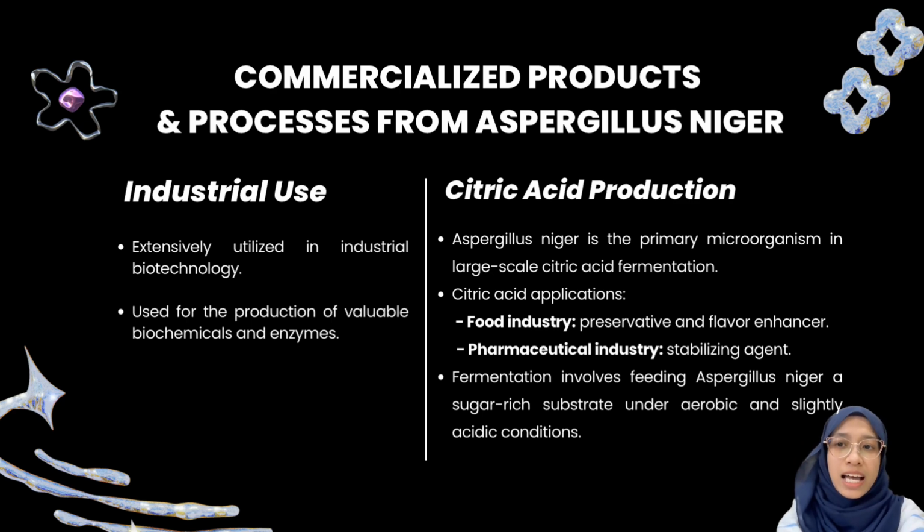Citric acid is widely used in the food industry as a preservative and flavor enhancer, and in the pharmaceutical industry as a stabilizing agent. The fermentation process typically involves feeding Aspergillus niger with a sugar-rich substrate under aerobic and slightly acidic conditions.